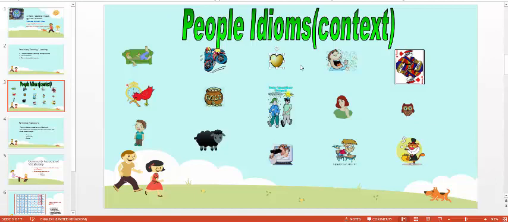Heather is a very excellent person. He has a heart of gold. He is a generous person. Oh, sorry. He has a heart of gold. Yeah, so heart of gold is a person who is generous.